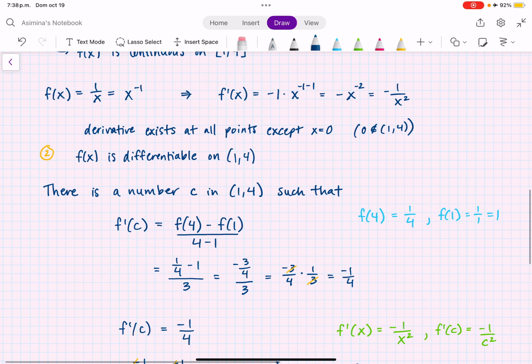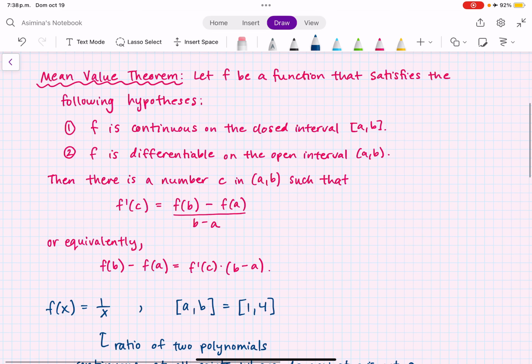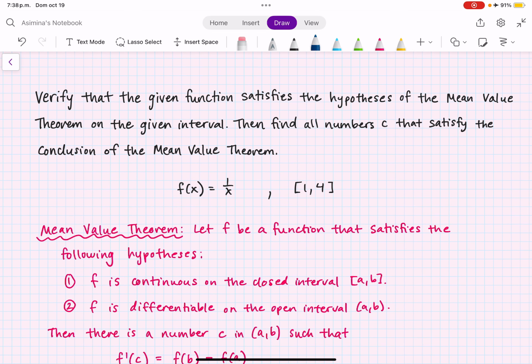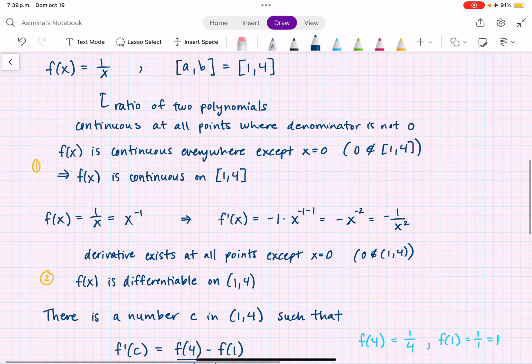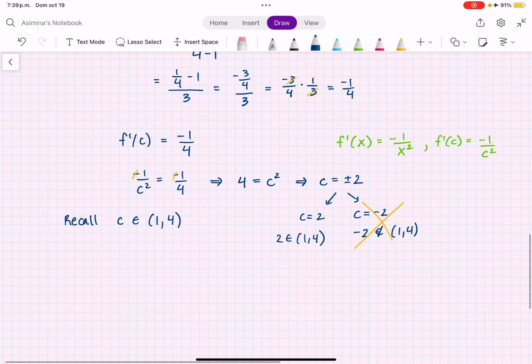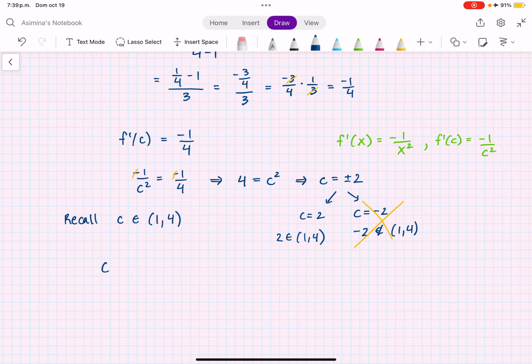So let's go back to what the question was asking. We verified that f of x equals 1 over x satisfies the hypotheses of the mean value theorem on the interval 1, 4, and then it says find all numbers c that satisfy the conclusion of the mean value theorem. So the only c that satisfies the conclusion of the mean value theorem is c equals 2. And that's our final answer.